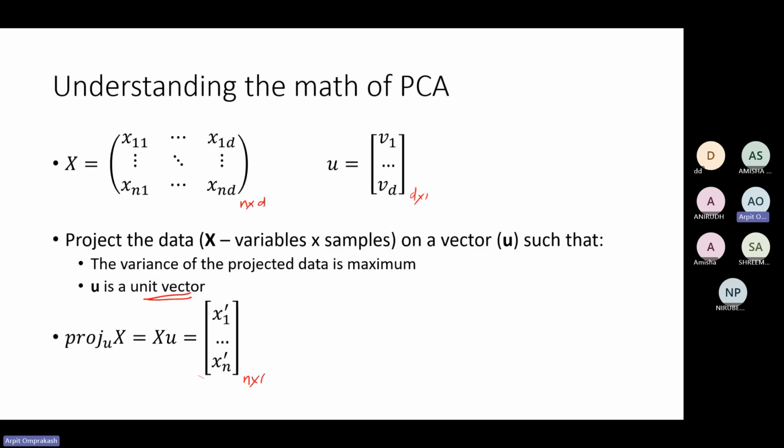So you can do this for multiple such vectors: U1, U2, U3, and so on till UD. You can project our data into XU1, XU2, and so on, till XUD. So you get projections of the data in the newer dimensions, which are represented by the vectors U1, U2, U3 till UD. Does anyone have any issues till here? Does anyone have any doubts?